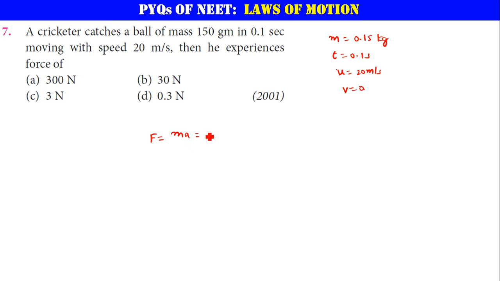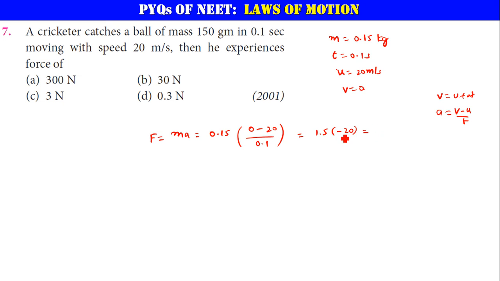Now what is the mass of the ball? 0.15. And what is the acceleration? From v is equal to u plus at, I can take this information. a is equal to v minus u by t. What is v here? Final velocity 0. Initial velocity 20, divided by time 0.1. Now you just cancel this, then you get 1.5 here, 1.5 into minus 20.